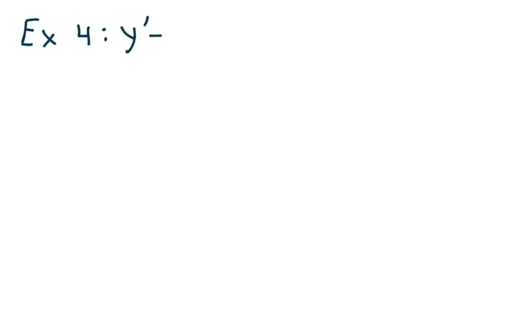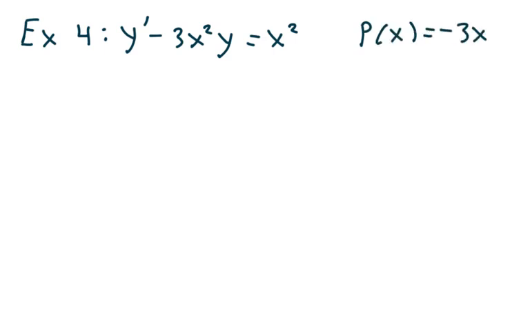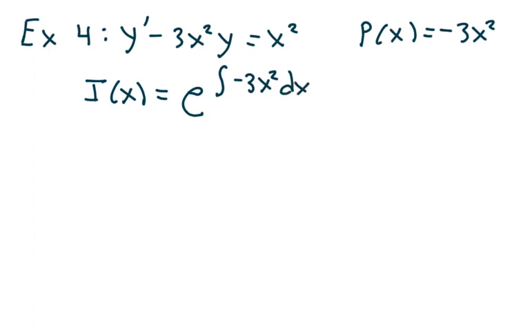Suppose I had y prime minus 3x squared y equals x squared. In this example, p of x is equal to negative 3x squared. And so to get my integrating factor, I get e to the integral of negative 3x squared dx. Well, that's just e to the negative x cubed. And so I'm going to multiply both sides by e to the negative x cubed.